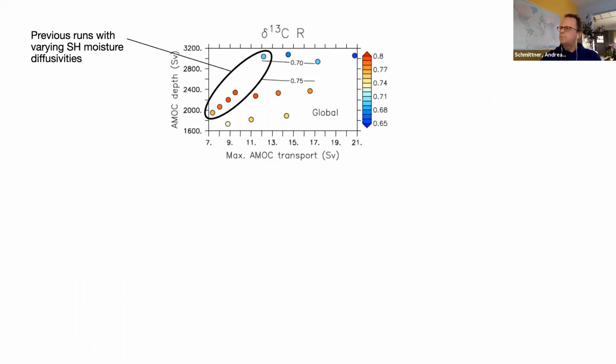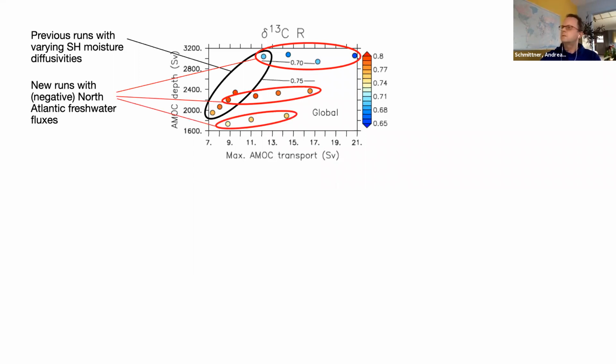And the previous simulations are those here in the black, surrounded by the black line. So they are highly correlated: as AMOC gets stronger, it also gets deeper. And now adding these additional simulations with North Atlantic freshwater, essentially negative freshwater, so you remove freshwater, that leads to a stronger AMOC, but at the same time, you keep the AMOC depth approximately constant. And he's done 3 series of those simulations here.